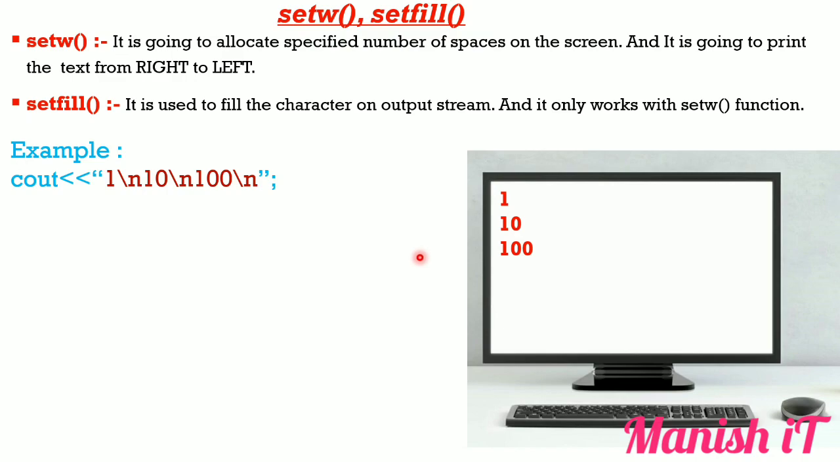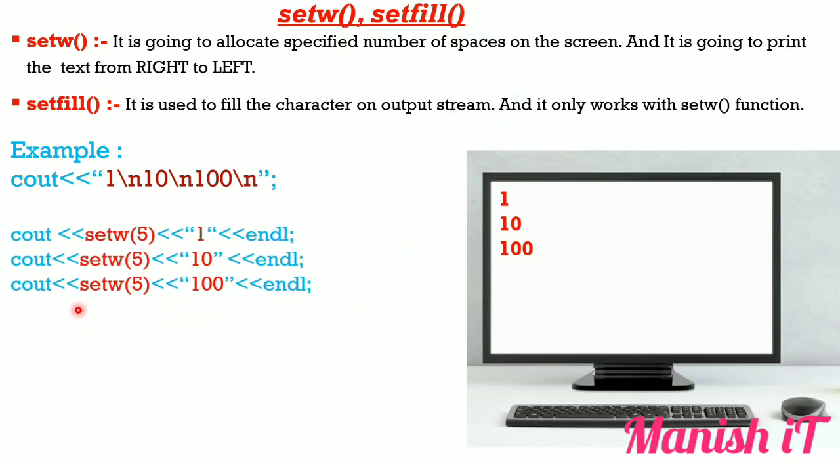So how is it working? See, our logic is written like this: cout, setw and 5. Whatever value you have passed inside this setw function becomes blank space, and the number is printed within this blank space. So here I have simply written setw(5), the insertion operator, 1, and then endl for the next line, and next setw(5) and 10, and similarly 100.